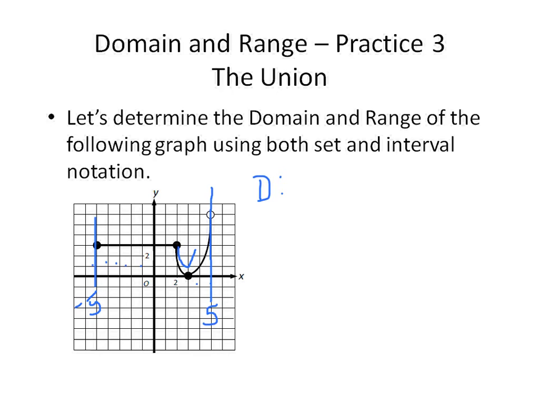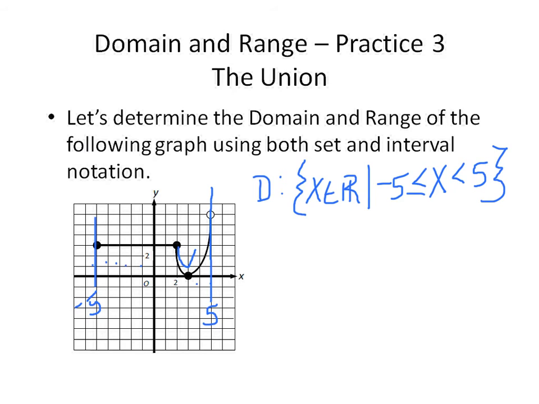Okay, I don't have arrows at all on this function, so I'm going to have a "such that." So I'm going to draw my curly bracket. I'm going to say x is an element of all real numbers such that my first x starts at negative 5. It is less than or equal to because the dot is closed. My x goes in the middle. And I'm going to say less than 5 because it's an open dot at the end, close the bracket. All right, now I'm using set notation for this one.